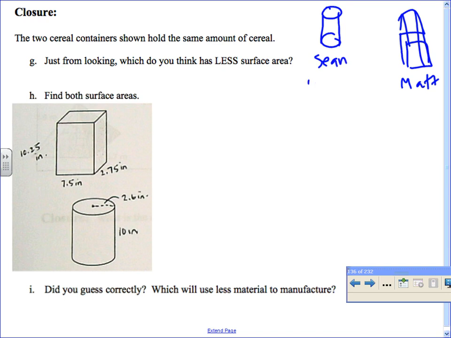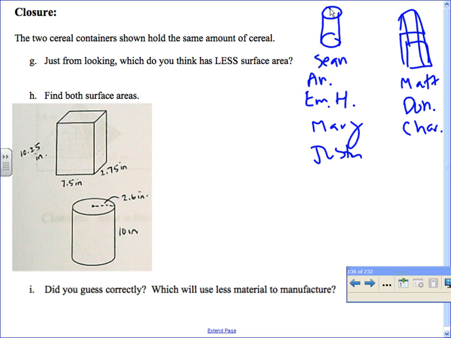Annalise, you said the cylinder. I'm going to abbreviate. Donatus? The what? Emma? Mary? No, you don't have to vote. I'm just curious. Justin? All right, so Charles? Emma? All right, so I'm going to stop with that here. Jeremy, go ahead. Last one.